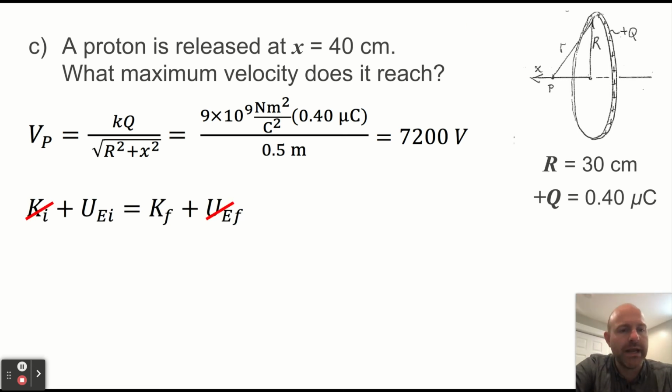The conservation of energy relationship should get us there. We start with no kinetic energy because we're placing it there and releasing it from rest. We have some electric potential energy. And when it's infinitely far away, it will have all kinetic energy. So that's our criteria for maximum velocity.